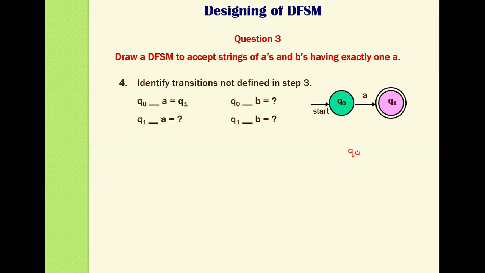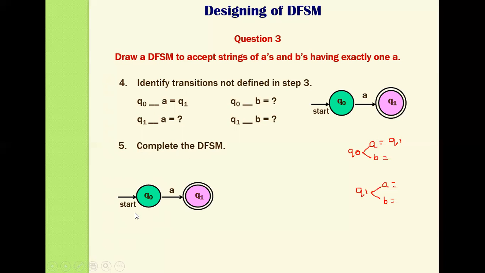So Q0 upon A, upon B, what is happening? Whether you have any transition. Now Q1 upon A, upon B, whether you have any other transition. So every transition we need to define in DFSM. So Q0 upon A, yes, we have, that is Q1. And Q0 upon B, we have not defined. Q1 upon A, we have not defined. Q1 upon B also, we have not defined. Okay, so we need to complete the DFSM here. So how do we complete the DFSM?